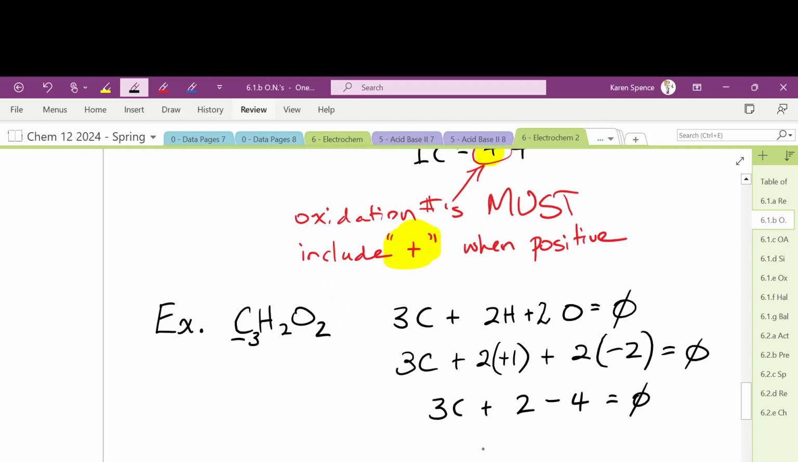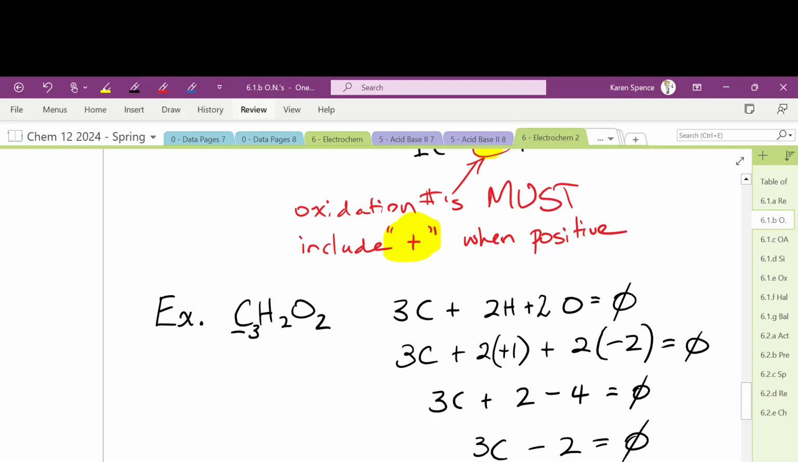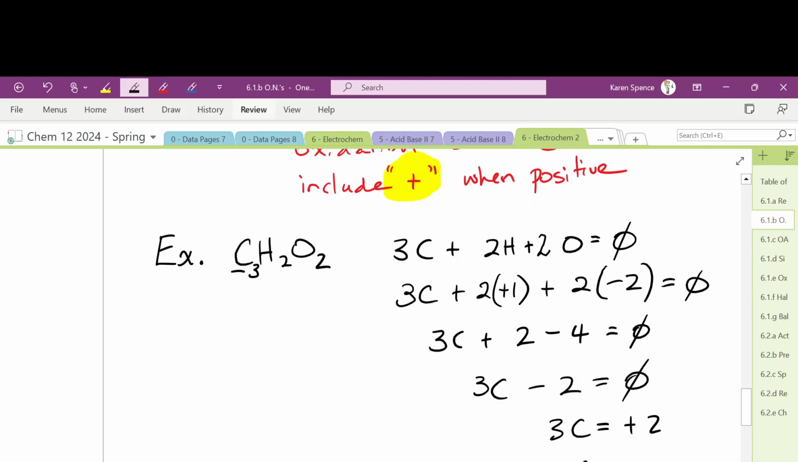So 3 carbon, you don't have to show all this work. You can do some of it in your head if you prefer. I'm just going to write it out so you don't get confused watching me do it. So we have 3 carbon minus 2 is equal to 0. So 3 carbon is equal to positive 2. So carbon is equal to positive 2/3. So the oxidation number of carbon is positive 2/3. Is good? Okay.